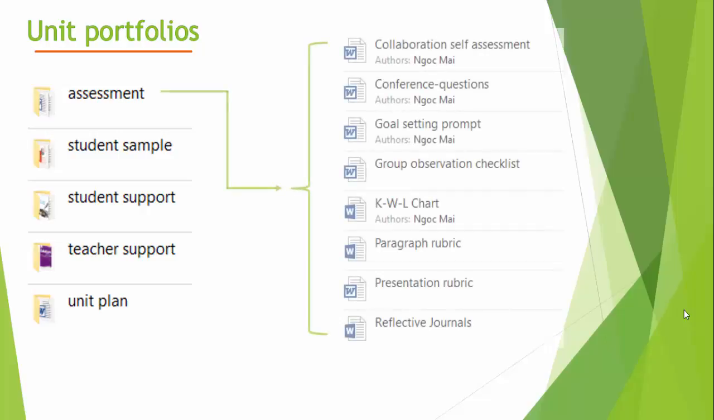In assessment, I have 8 different methods of assessing my students' performance, including collaboration self-assessment, conference question, goal-setting prompt, group observation checklist, KWL chart, paragraph writing rubric, presentation rubric, and reflective journals.